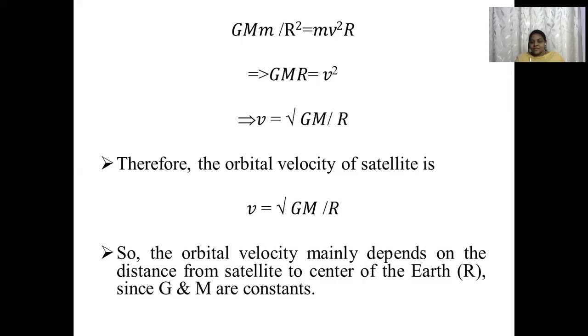So the orbital velocity depends upon the distance from the satellite to the Earth's center. That we can conclude from this particular expression. So the orbital velocity depends upon the distance between the satellite and the Earth's center.